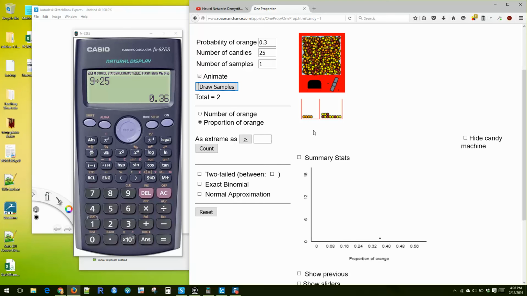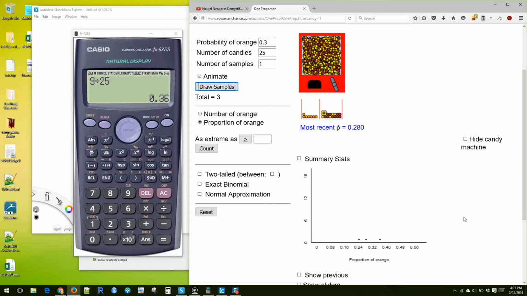Here's our second sample. And here we got 6 pieces of orange candy. So our proportion of orange is 0.24, okay? Let's do this again. This is exciting, right? Okay, we got 7 pieces of orange, so our sample p hat is 0.28, so we put a little dot right there.